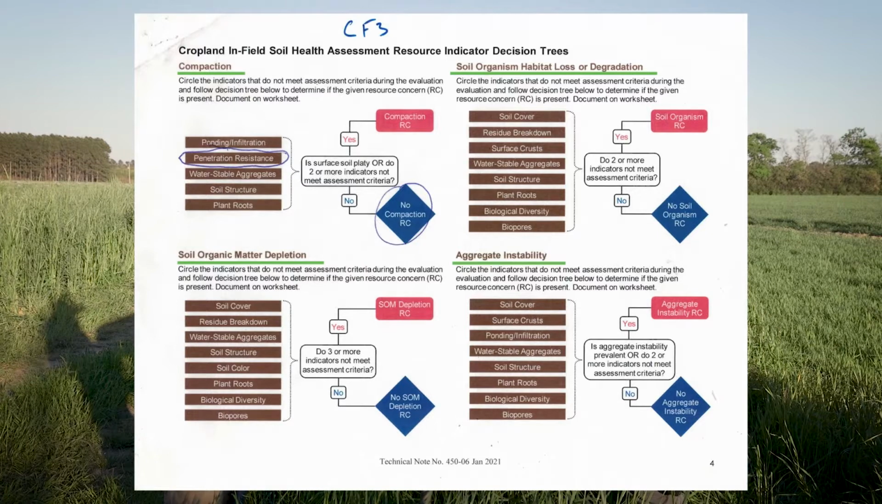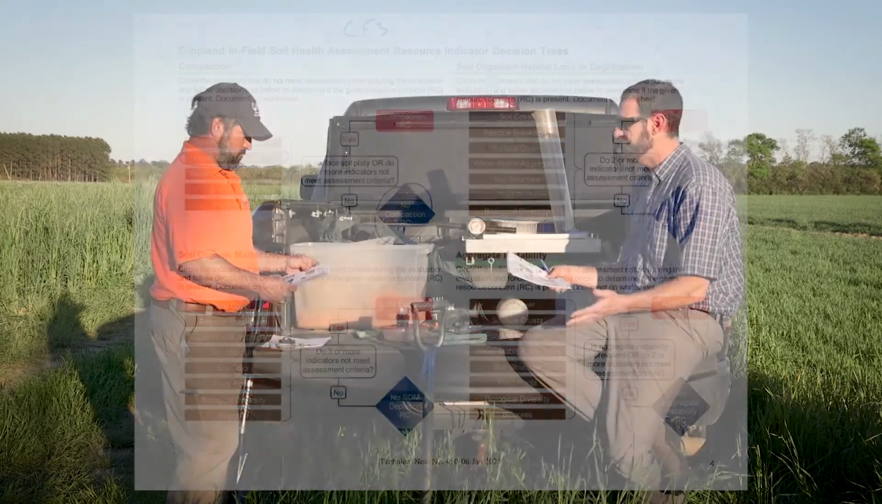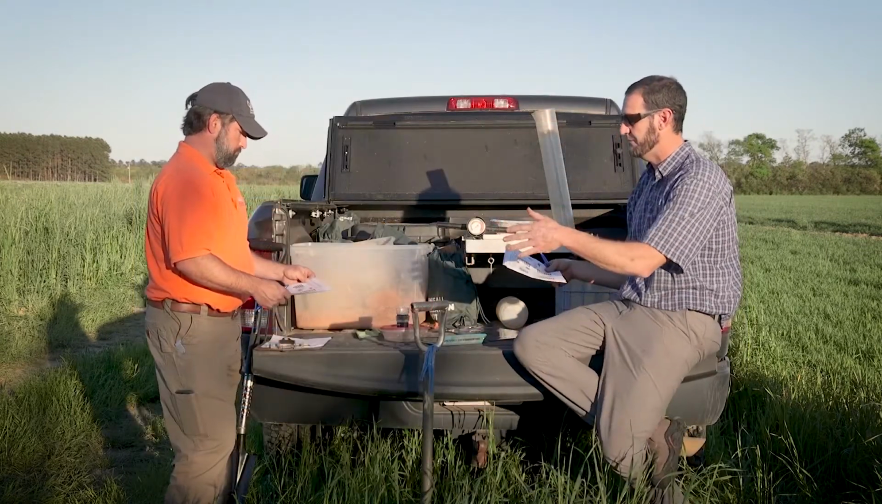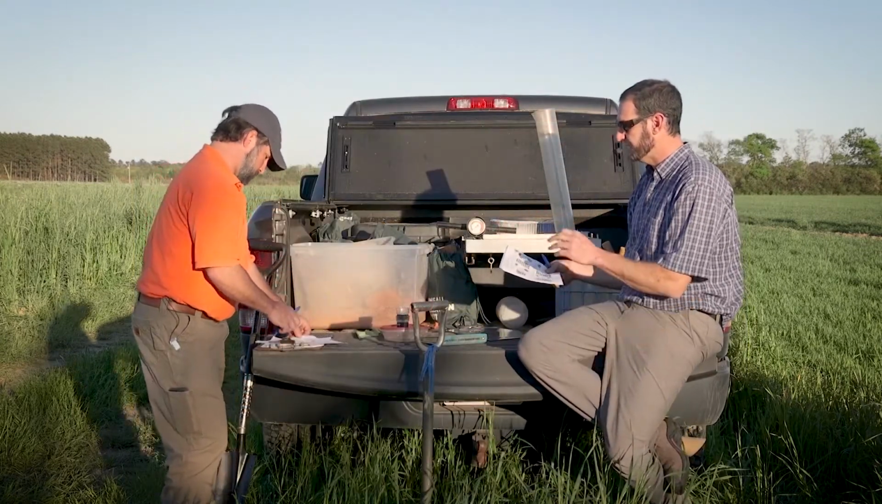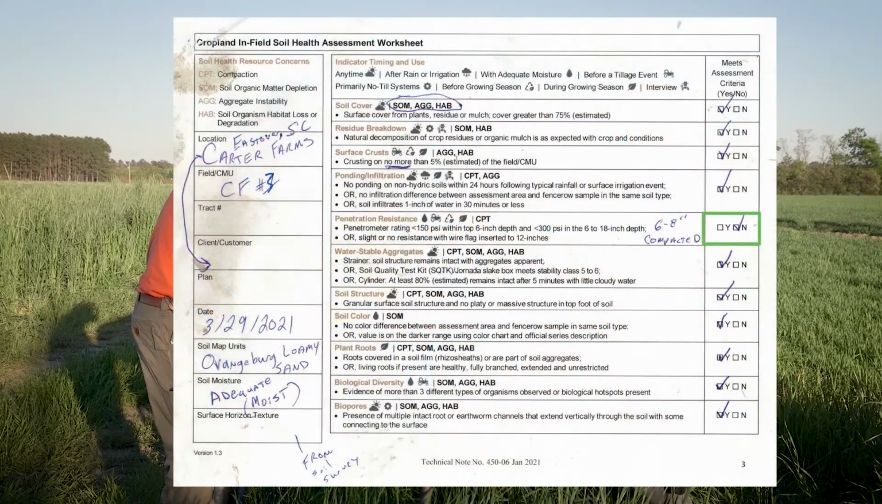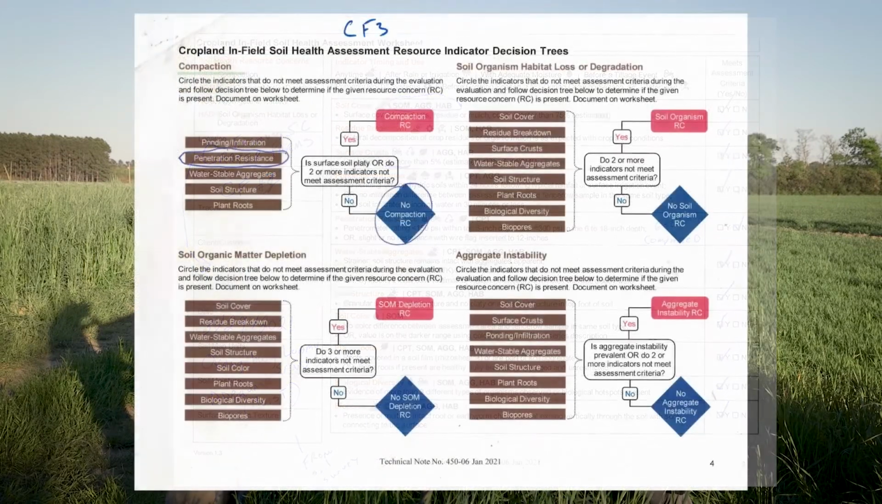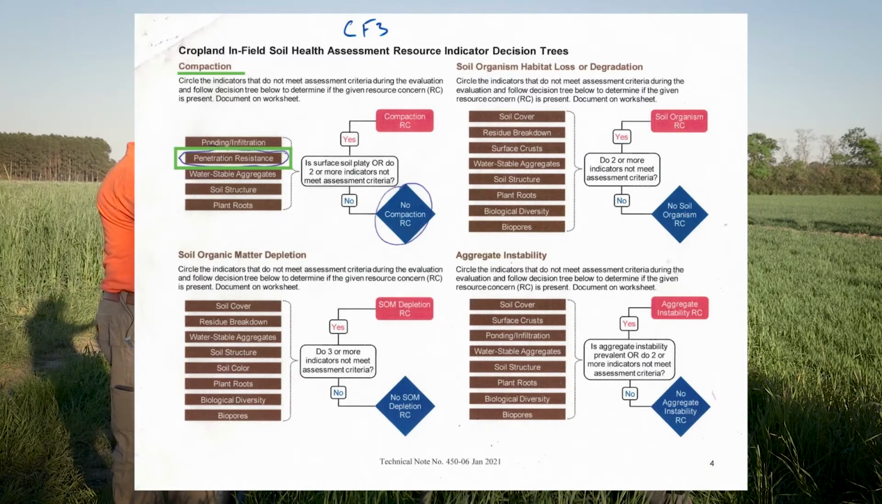So it's pretty simple instructions. You just want to circle the indicators that do not meet the assessment criteria during that evaluation that we did out there at that point in the field. So if we're looking back, penetration resistance was the only one that did not meet. So we simply circle that under compaction, and then we're going to just follow that over.